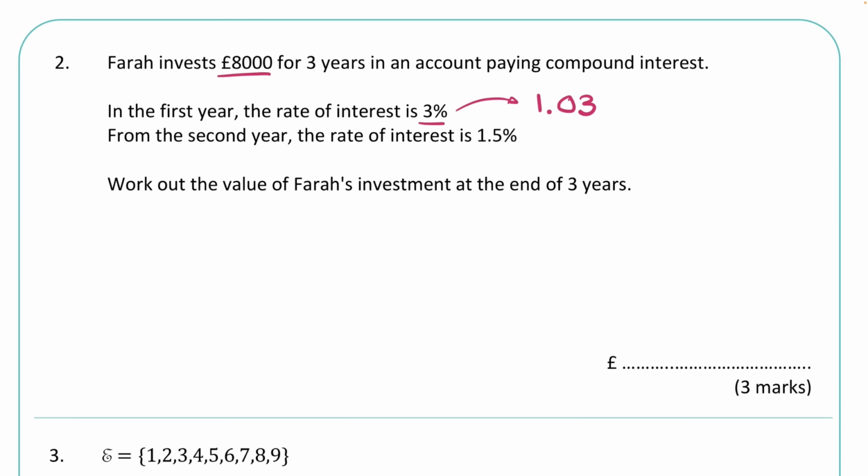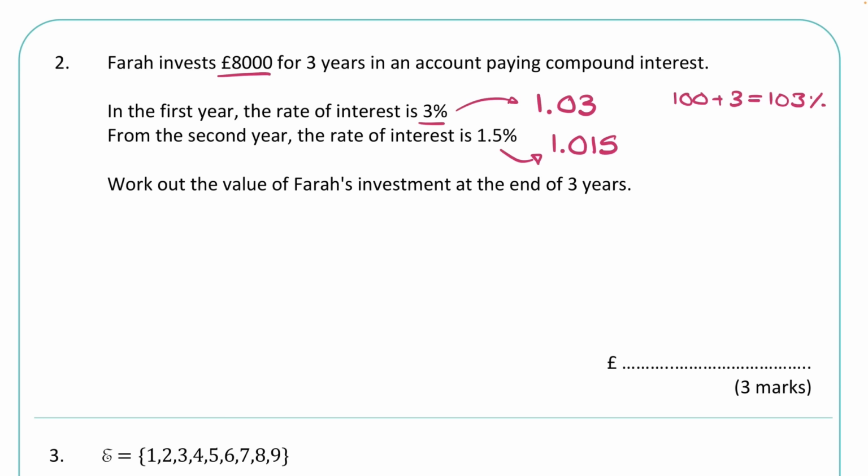If you don't recognise your multipliers very easily, well, you can add 3% to 100, which gets you 103%. And if you find your percentage button on the calculator, you can literally type in 103, click percent, click equals, and it will give you the multiplier 1.03. Now this question here, we get 3% in the first year. After that, we get 1.5%. 1.5% is 1.0 again, and then just 1.5. So these are the two multipliers that we're going to use.